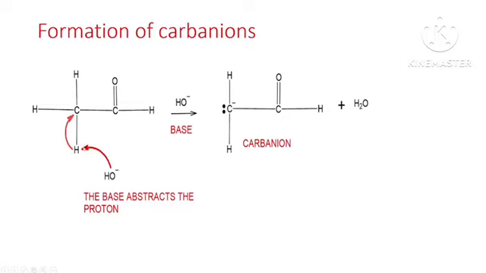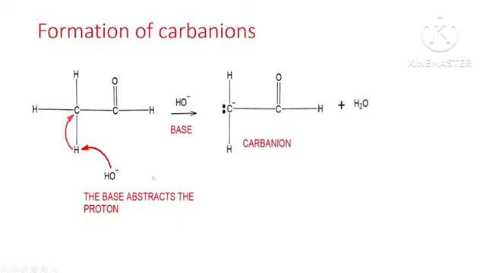As I said earlier, carbanions are organic ions, right? So in order to form a carbanion out of this, we are taking this as our starting material. This is an organic compound, specifically ethanal, an aldehyde. And then we have a base here. This base is what is going to do the abstraction. This is what is going to help us abstract the proton from the carbon.